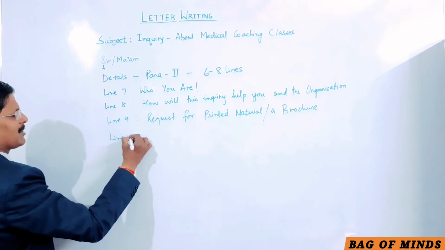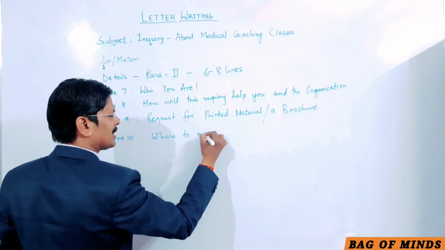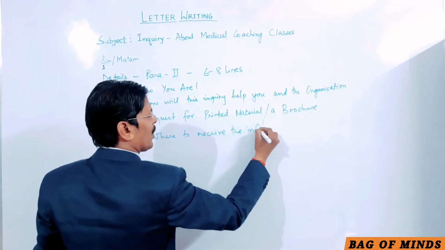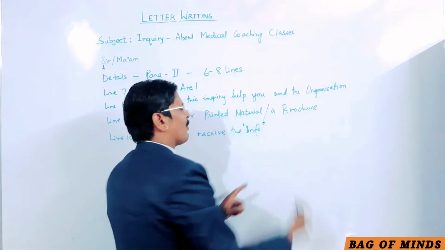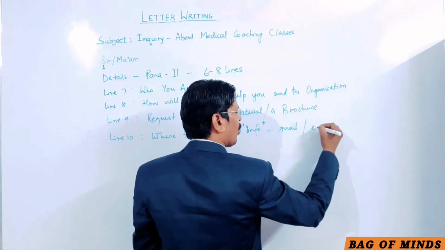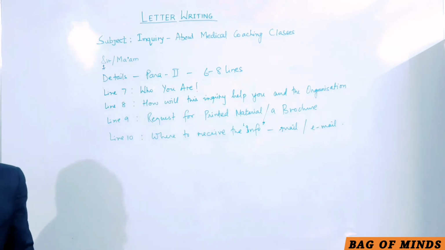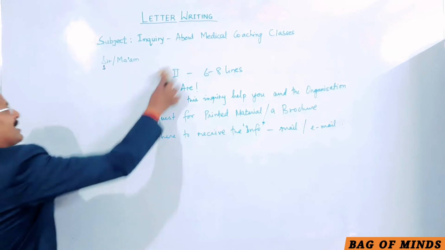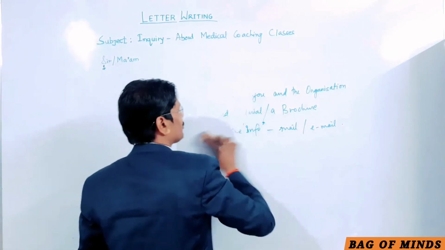Then line number 10, where to receive the information. So where do we receive the information? Let me write a short form here, students. Info. Either you want to receive it through physical mail or to your email. Both options should be given. Your details section is done. So let's quickly write it up. 6 to 10 lines. You remember first para we have already completed it with reference to the above mentioned subject.